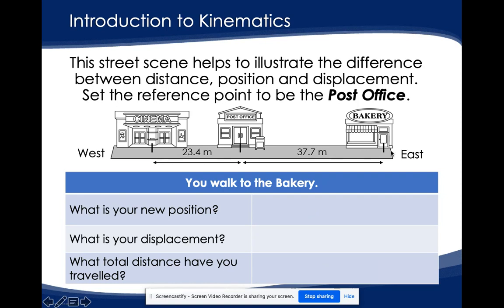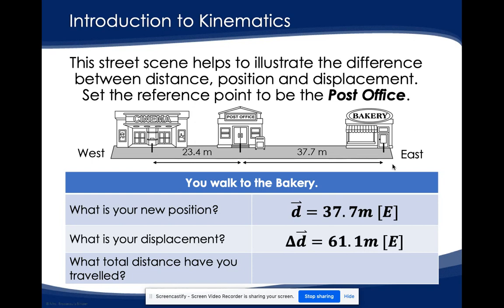Well, let's go all the way down to the bakery. Another example here. So what's your new position? Now my position relative to the post office is going to be 37.7 meters east, okay, because the reference point was here. Now we walk 37.7 meters to the east. My displacement, my total displacement from where I began, because I began at the movie theater, is going to be 61.1 meters east. Okay, because that's this entire length. Because I started here at the movie theater, and now my displacement from that position is over here. The total distance I've traveled is 107.9 meters.